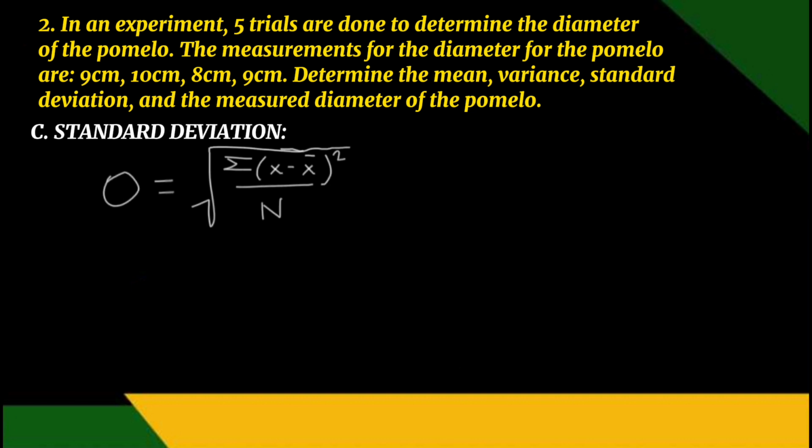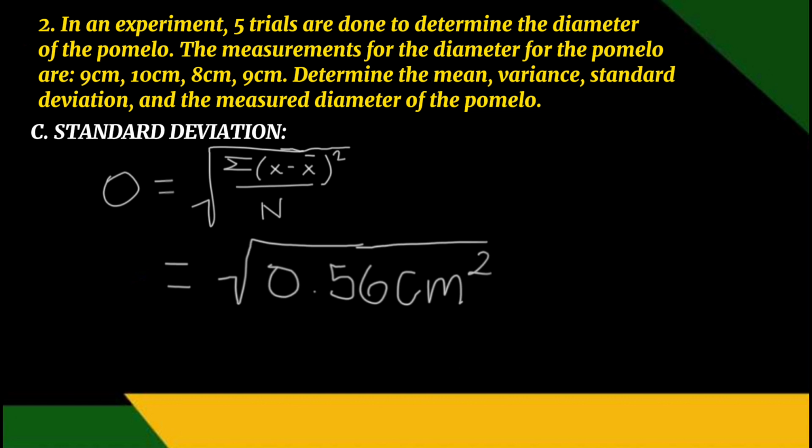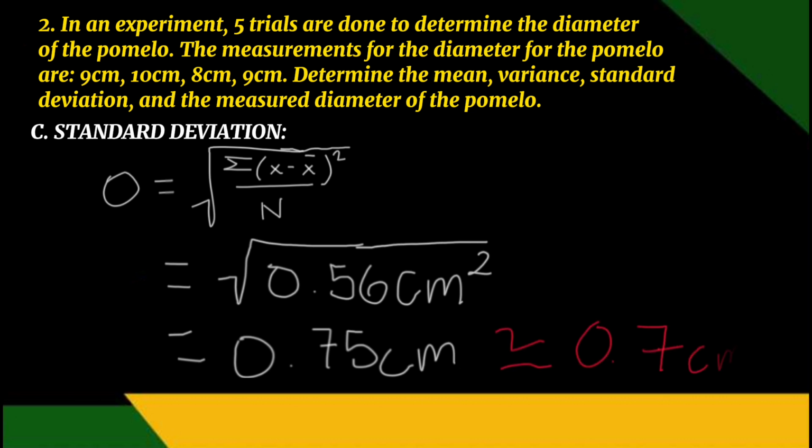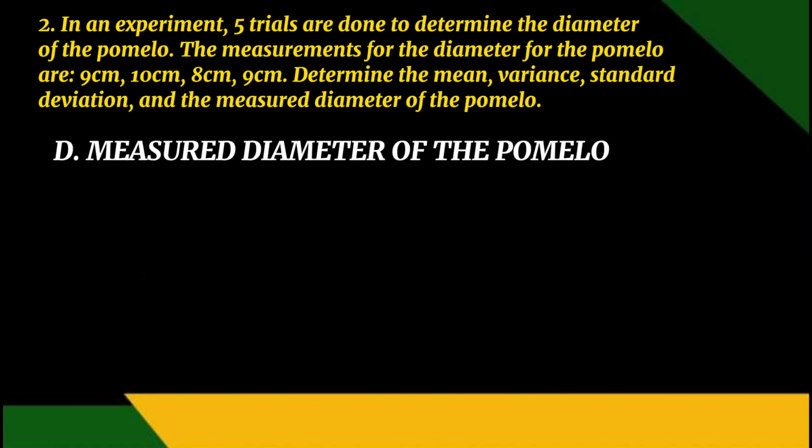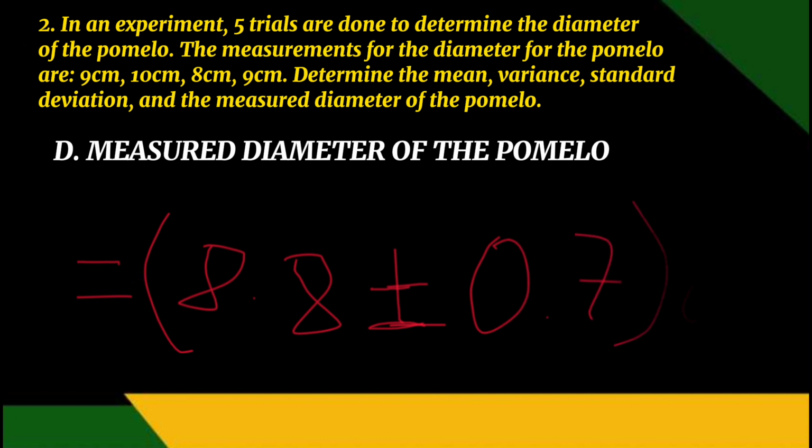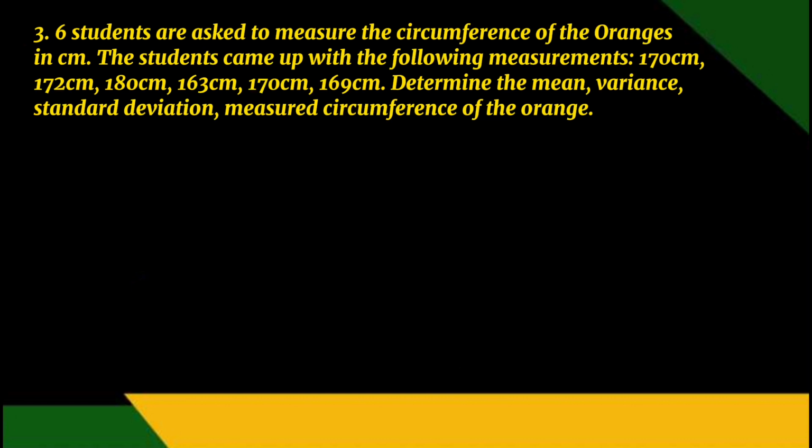And now let's move on to getting the standard deviation. We will just take the square root of the variance, which is 0.56 centimeters squared, and calculate it, and it will become 0.75 centimeters, and we will round it, and it will become 0.7 centimeters. The calculated measured diameter of the pomelo would be 8.8 centimeters with an uncertainty of 0.7 centimeters. Let's have another example.